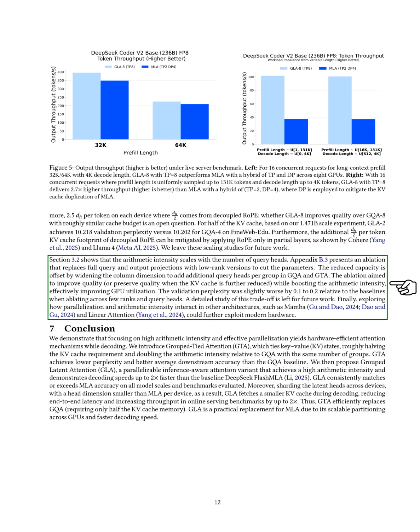The validation perplexity was slightly worse by 0.1 to 0.2 compared to the baselines when we tested fewer ranks and query heads. A detailed analysis of this trade-off will be part of our future work. Lastly, we aim to explore how parallelization and arithmetic intensity interact in other architectures, such as Mamba and linear attention, to better utilize modern hardware.